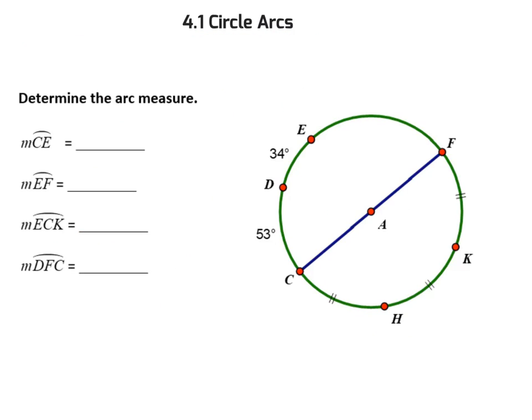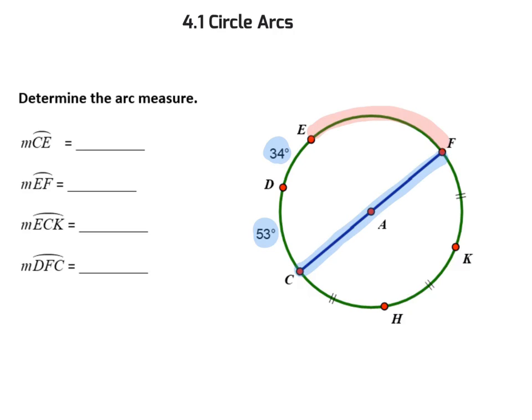Here's a fun little example. These are like little puzzles. So a couple things we don't know. I notice I don't know the arc from E to F. But I do know some things that are going to help me. I know that this is 34, this is 53, I know this is a diameter.